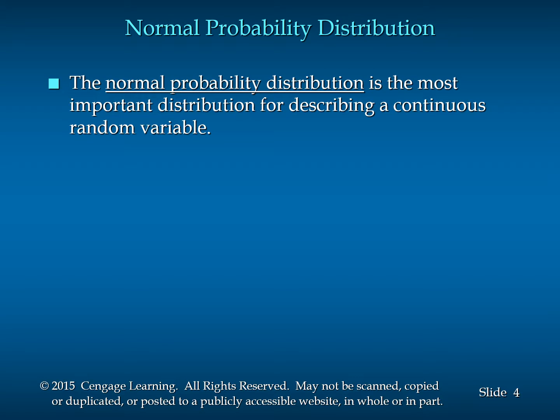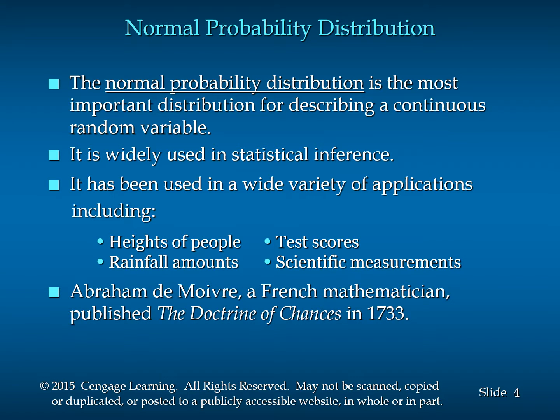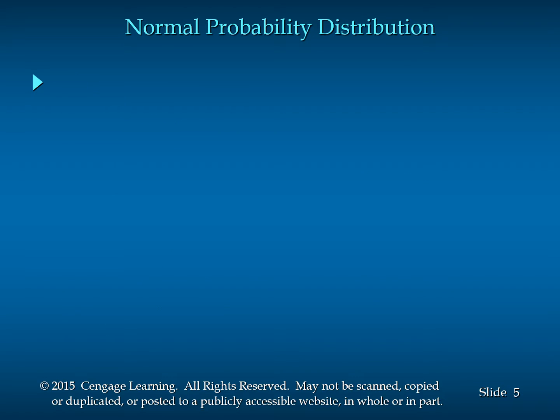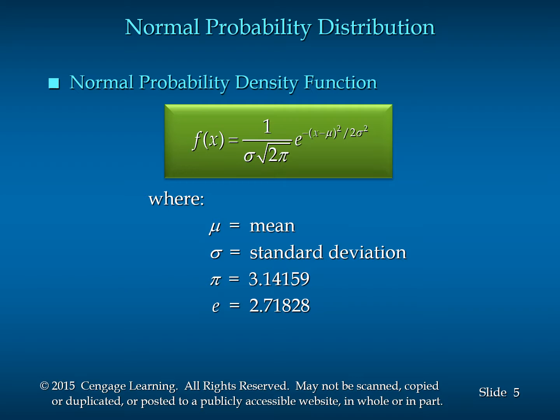The normal distribution is widely used in statistical inference, that is, using information from a sample to predict probabilities or properties of a population. The normal probability distribution, also termed the probability density function, can be represented mathematically with this formula. Other than the constants pi and e, you only need two values to define the normal distribution: the mean and the standard deviation.